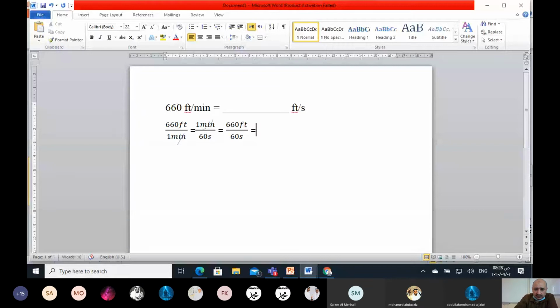Then divide now, 660 divided by 60 will be 11. And here we have up feet, and down we have second. So right here, per second. So the last answer now, 11 feet per second. Do you have any question here?